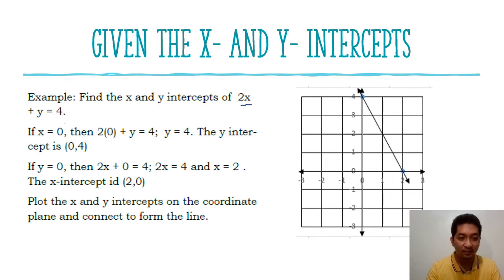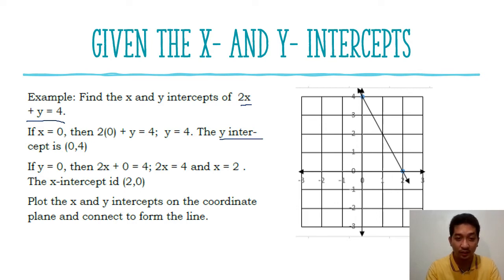Okay, so you were given this one. So, to find the x and the y intercept, very easy lang. Pag hinahanap mo yung x intercept, gawin mong 0 yung y, and then solve for x. Okay? Pag hinahanap mo naman yung y-intercept, gawin mong 0 yung x and then solve for y. Okay, let's say for example, with this one, the equation 2x plus y equals 4. Okay, so hanapin natin ang y-intercept.